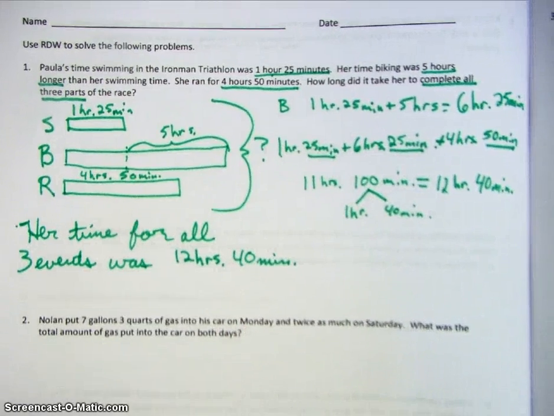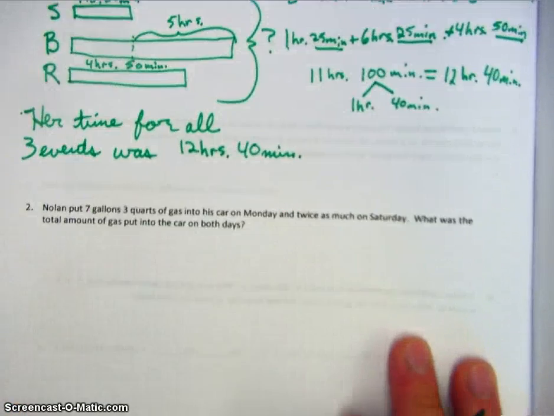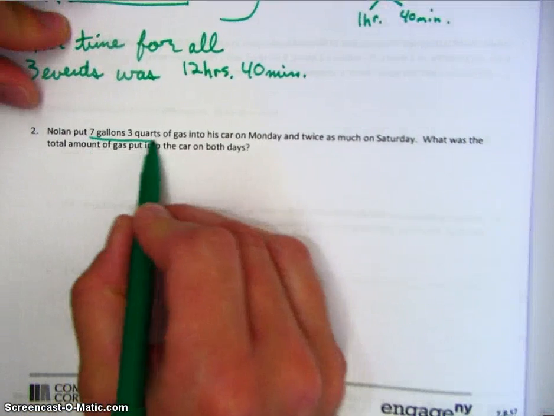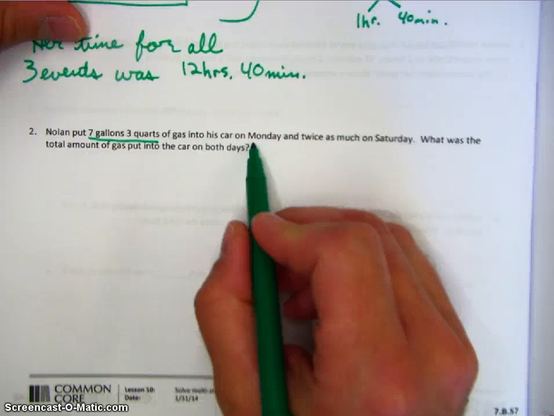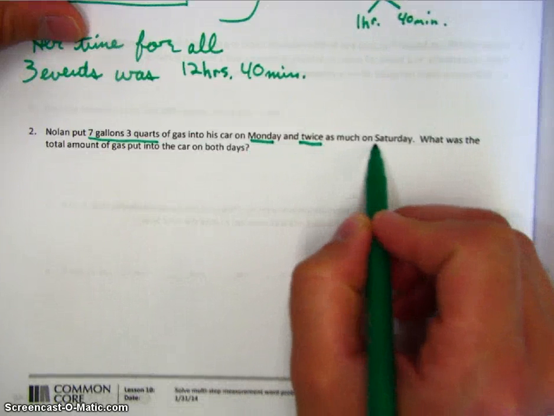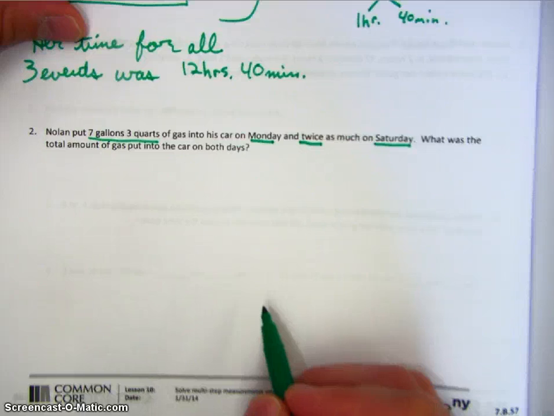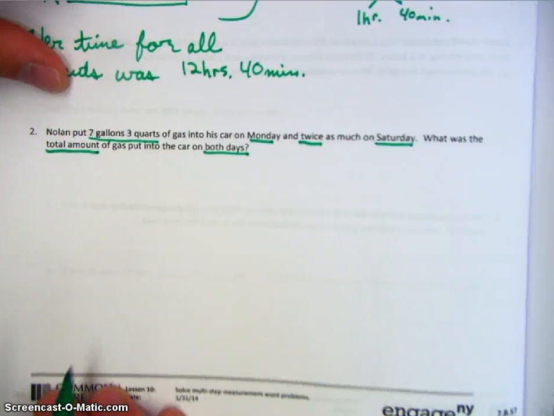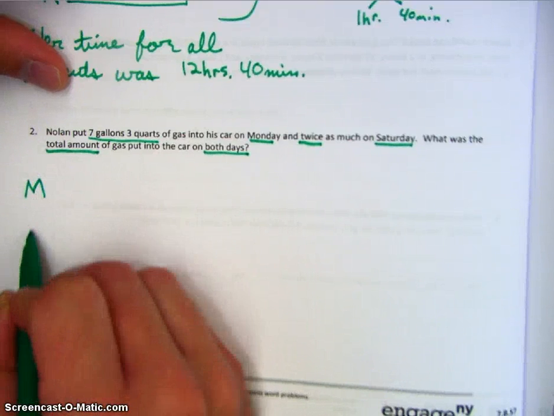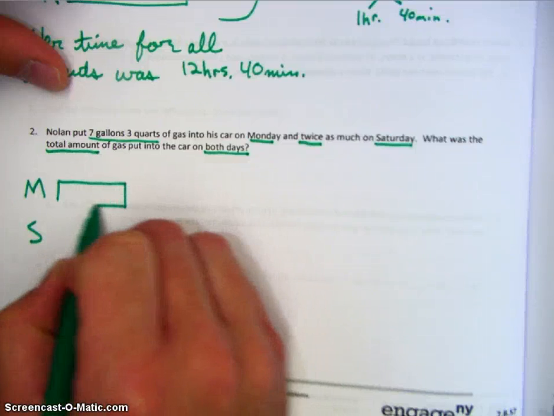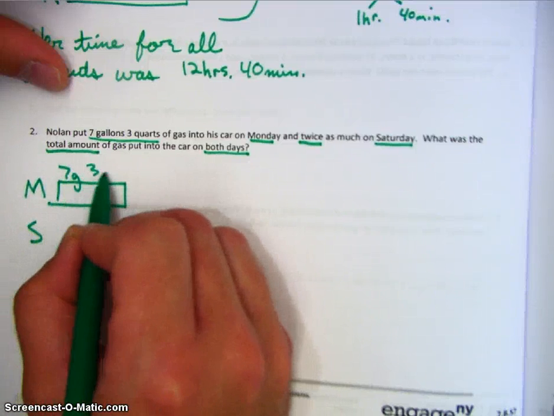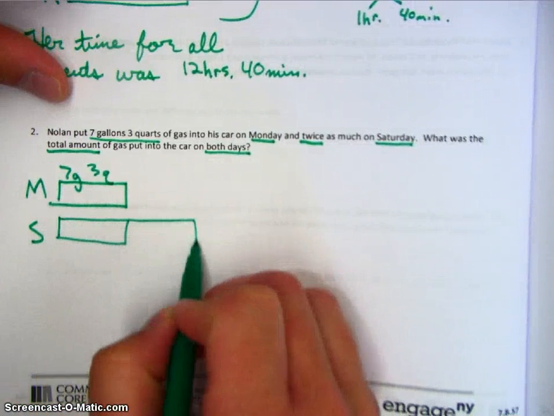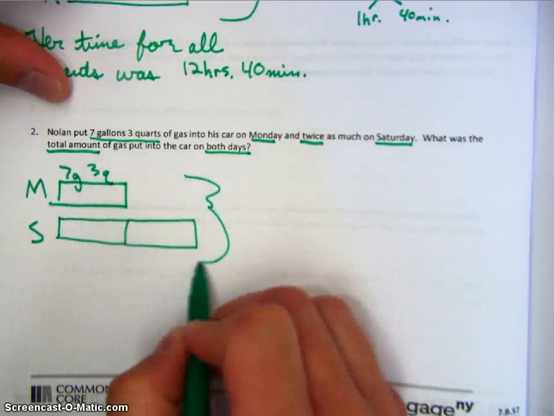All right, moving on to number 2. We have Nolan put 7 gallons and 3 quarts of gas into his car on Monday, twice as much on Saturday. We want to know the total amount of gas for both days. So we have Monday, we have Saturday. Monday was 7 gallons, 3 quarts, and on Saturday it was twice as much. So we have 2 of those, and we want to know the total.